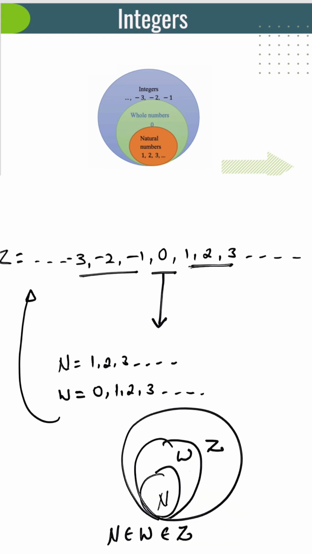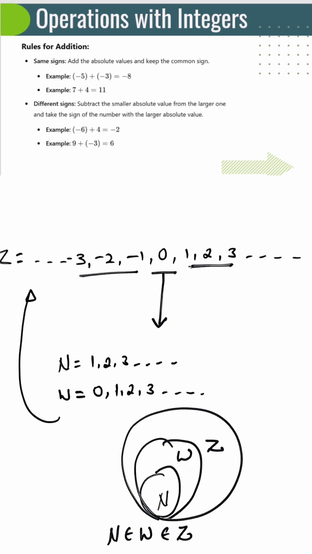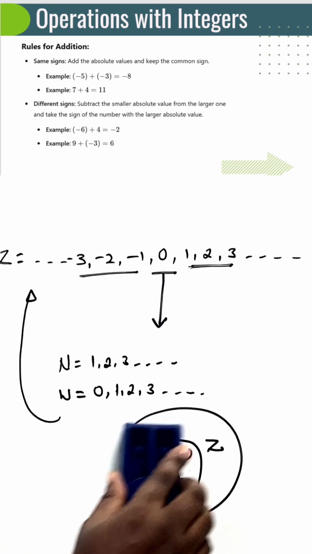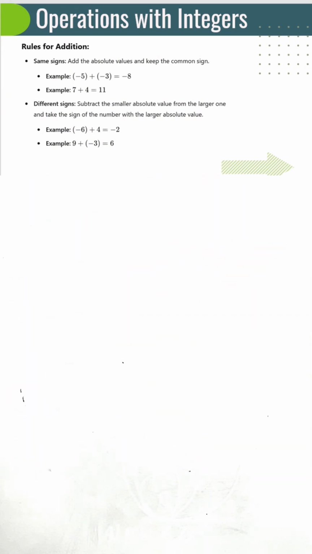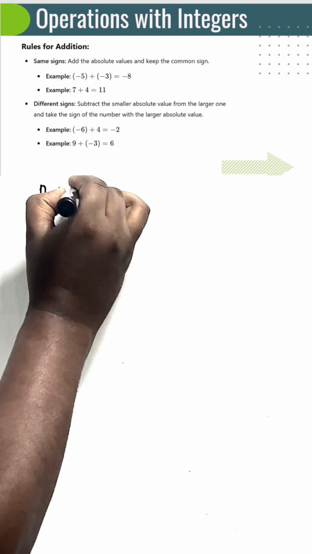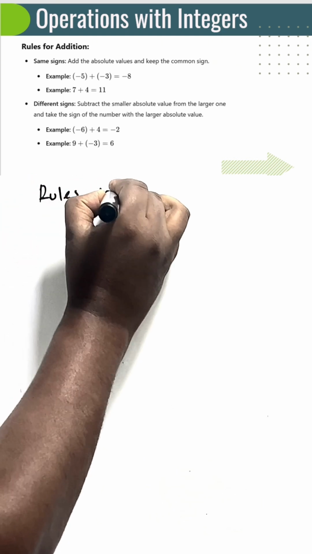So now we're going to perform operations with integers. We're going to do addition, subtraction, multiplication, and division. These are the 4 operations of numbers, right? The first rule would be rules for addition.